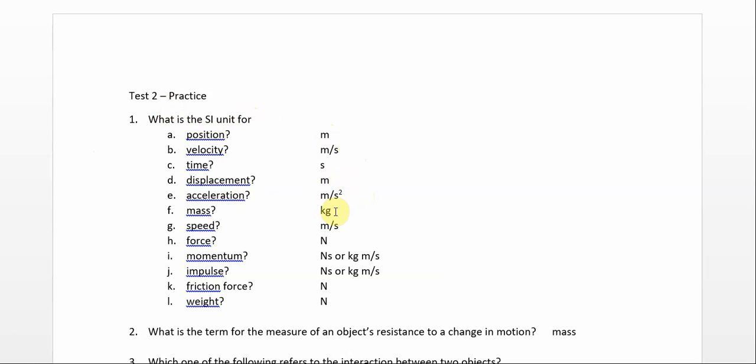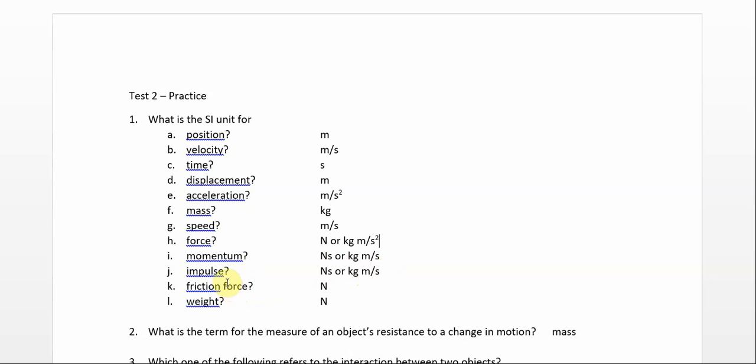Mass is in kilograms, not grams, but kilograms. Speed, that's just the magnitude of velocity, so that's also meters per second. Force is in newtons. What newtons means is kilograms meters per second squared, but we call that newtons. Momentum is a force times a time, so it's newtons times seconds, or kilogram meters per second. Impulse, same thing, same units.